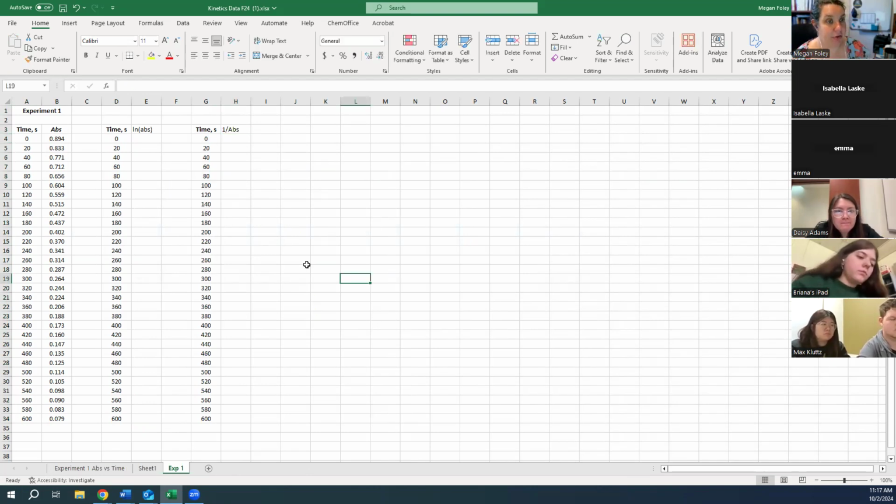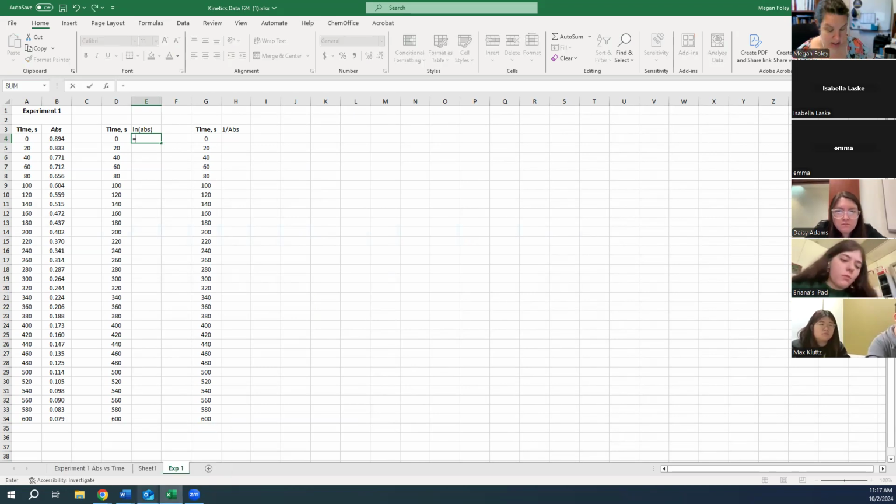So I'm going to get Excel to do this math for me. In my first column, where I'm going to start putting in the natural log of absorption, I'm going to type in equals, and then ln, and that's going to say return the natural logarithm of a number, open parentheses, and then I'm going to click on the cell that contains that absorption value. Then I'm going to do a close parentheses, and then I'll press enter.